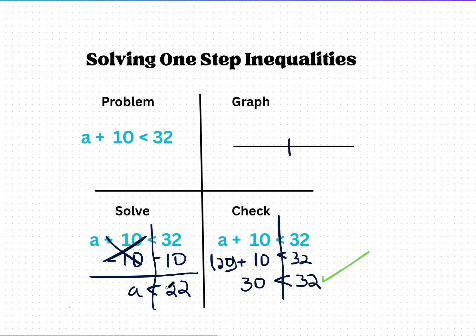So now the graphing of this is a little different. When it's a less than sign, the circle is open. So I'm going to put 22 and negative 22 on my number line. So I'm going to put a circle on top of 22. And then to help myself know which way the arrow goes, I know every A has to be less than 22. Also, if the variable is on the left side of the inequality, it always shows you which way to point the arrow. So that helps the students.